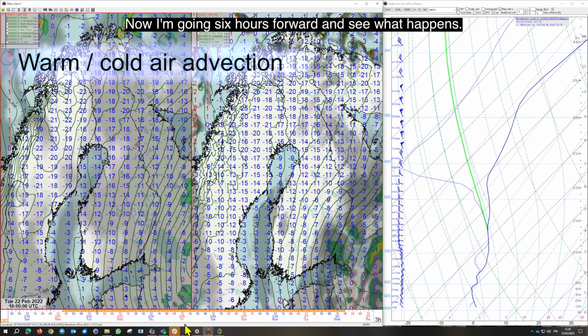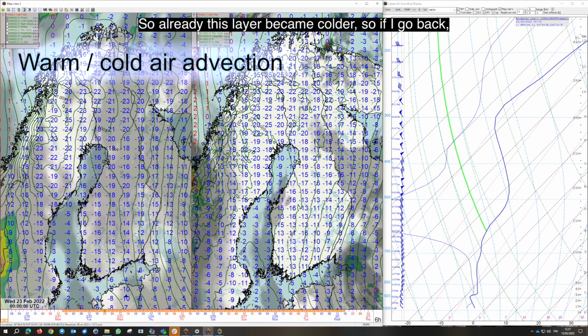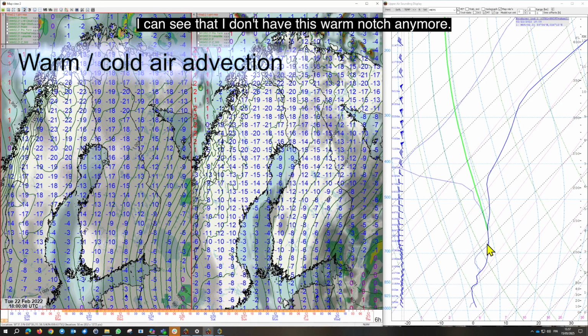Now I'm going 6 hours forward and see what happens. So already this layer became colder, so if I go back, I can see that I don't have this warm notch anymore.